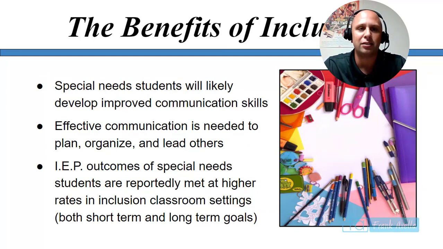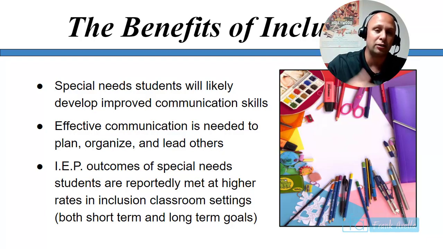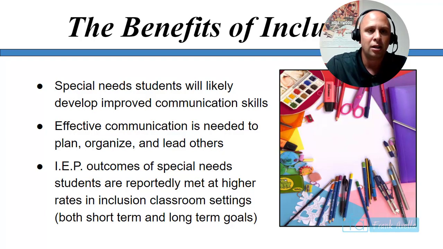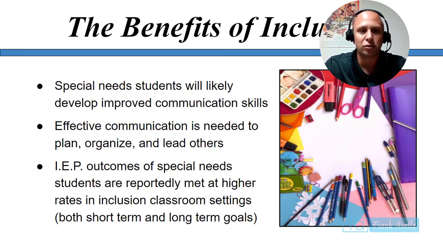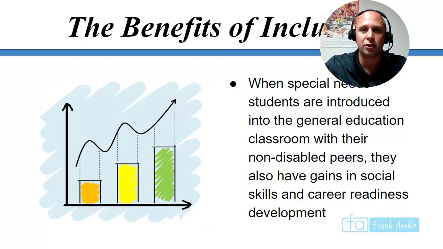Special needs students will likely develop improved communication skills. Effective communication is needed to plan, organize, and lead others, right? So again, the goal of education is to prepare these students for life when they leave the school, and it's beneficial for special needs students to be mainstreamed. IEP outcomes of special needs students are reportedly met at higher rates in inclusion classroom settings, both short-term and long-term goals. So we're just going over the positives here of the inclusion movement and inclusion classrooms.